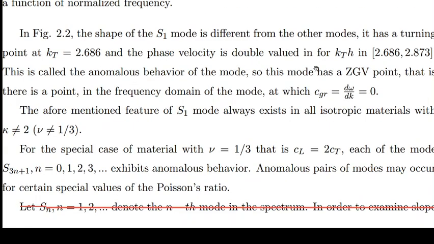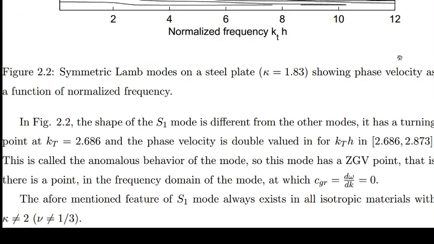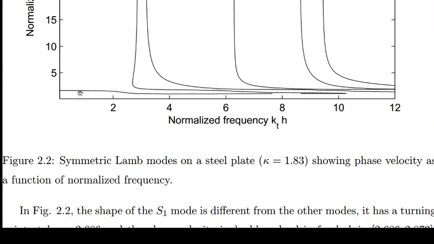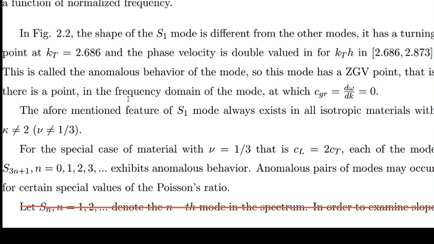And phase velocity is double valued in this domain. From here to here, it would be like this. So phase velocity is double valued for this K, this frequency value. This is called the anomalous behavior mode. So the mode has a zero group velocity. I will define this thing, zero group velocity, then you will understand this line, these end lines.